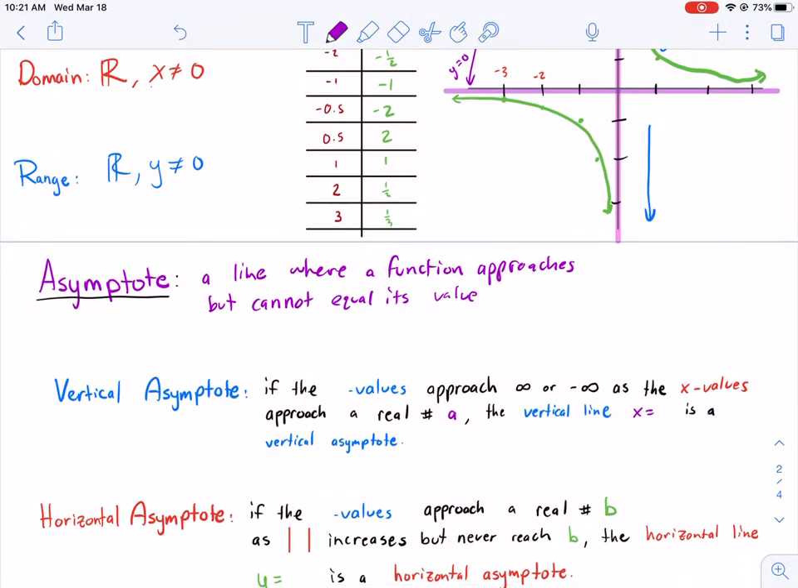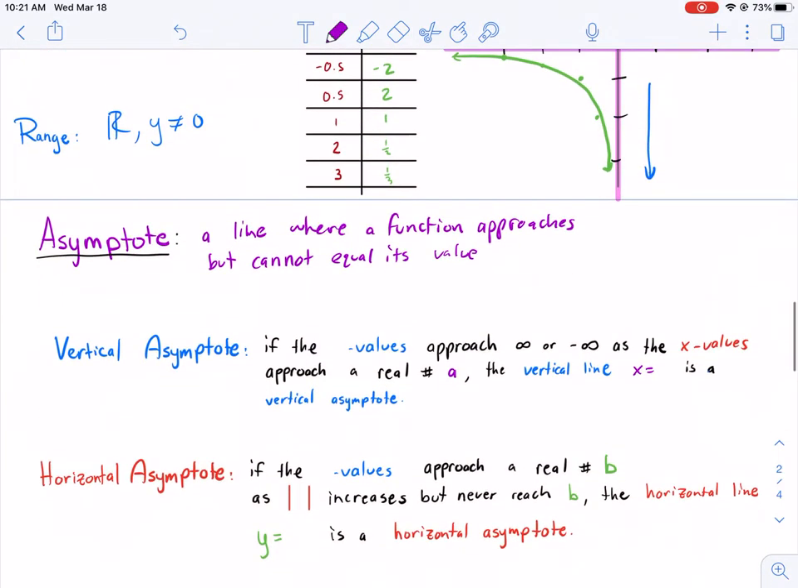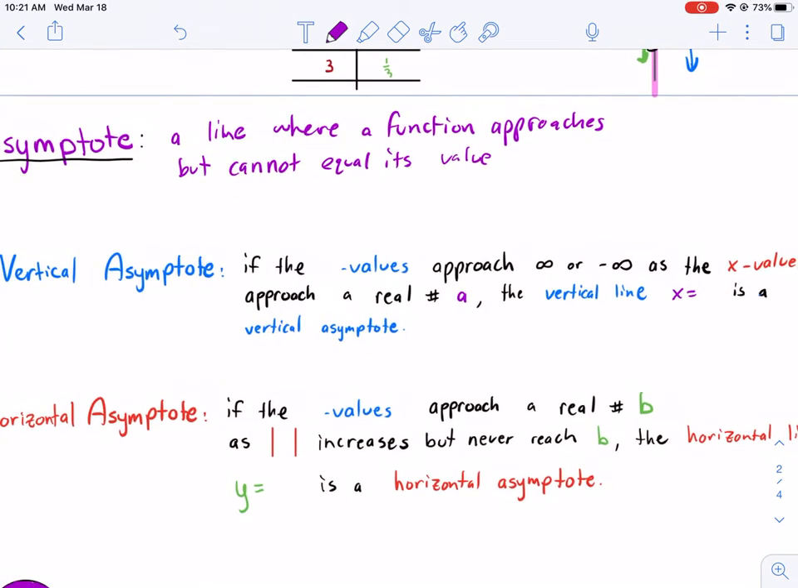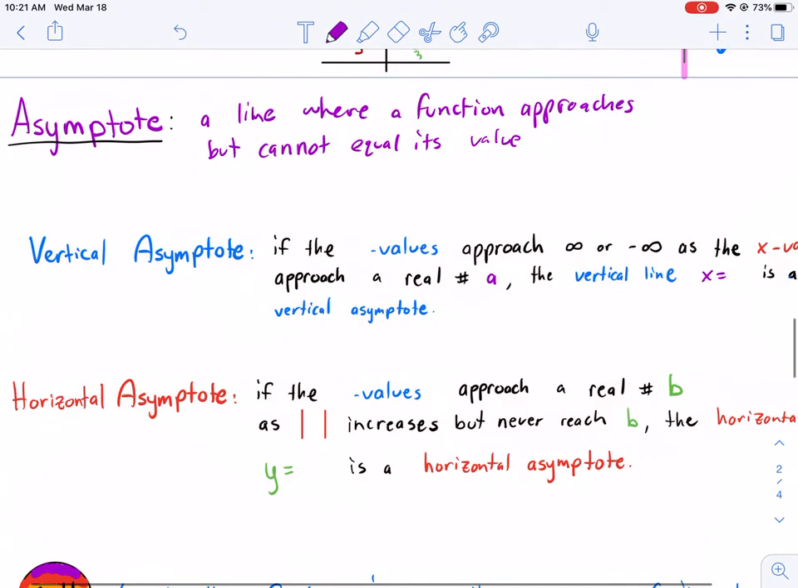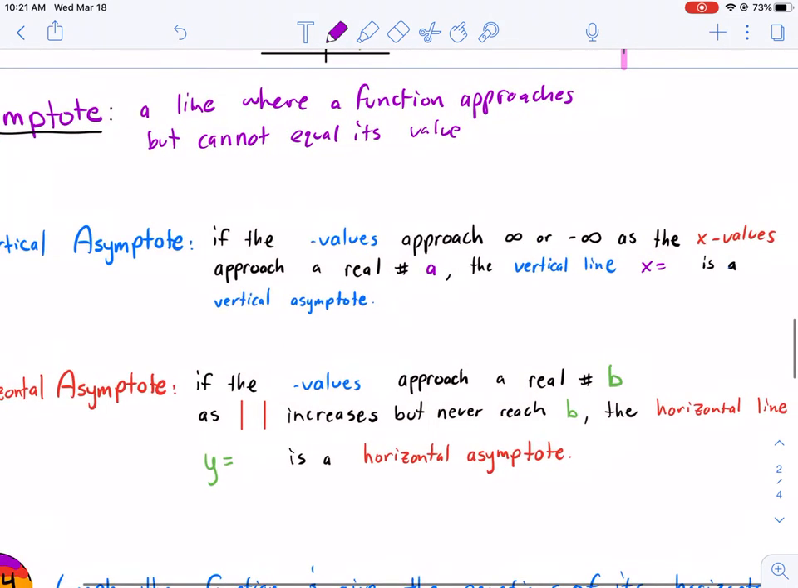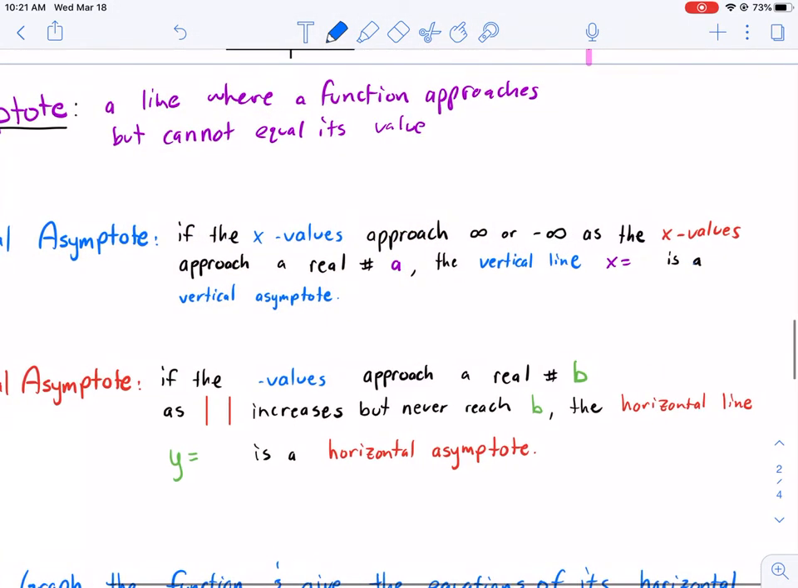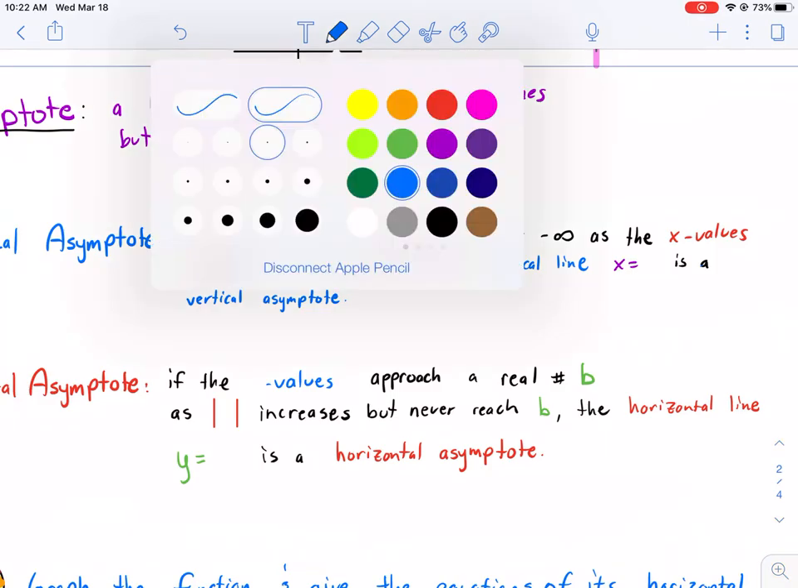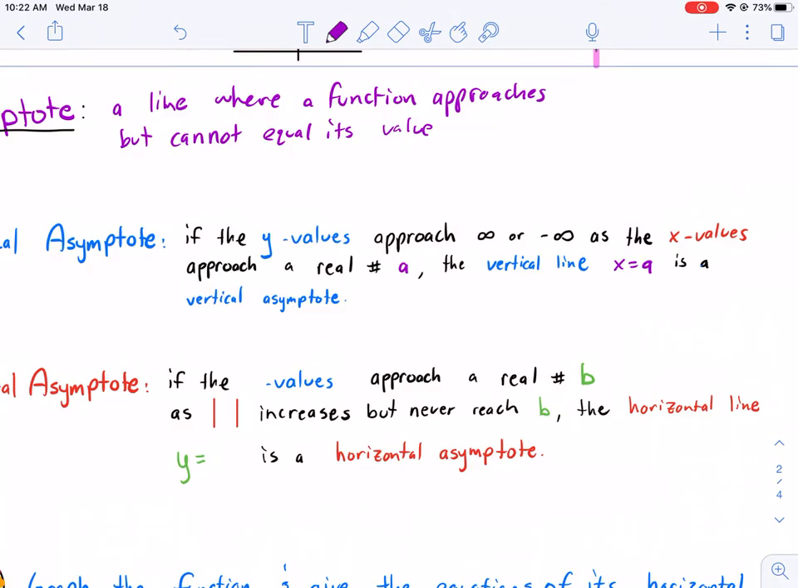Okay, I think we can continue with these definitions real quick. And this is just kind of technical. You don't have to be super concerned about this, but it's important to know just in case. So a vertical asymptote: if the y values approach infinity or negative infinity as the x values approach a real number a, the vertical line x equals a is a vertical asymptote.